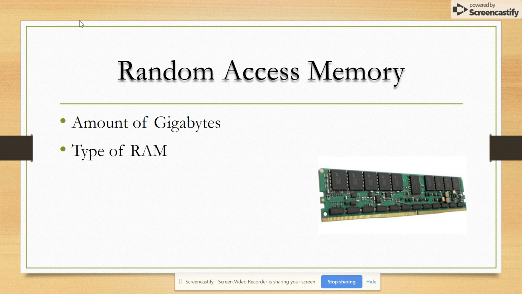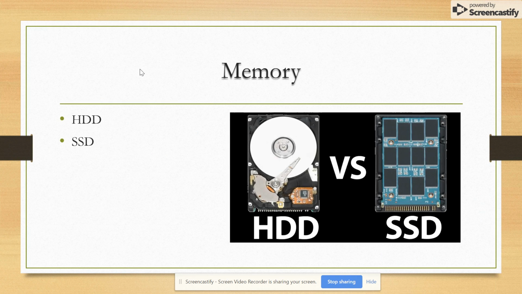You want to look at the amount of gigabytes because certain programs need a certain amount of gigabytes to run. And then you want to look at the type of RAM because different types of RAM are faster. You got your DDR3, slower than your DDR5, but the DDR5 is more expensive. So you just got to pick which one you want.